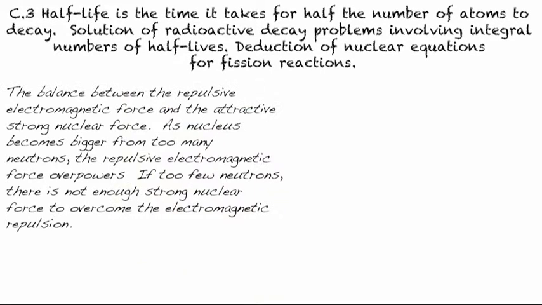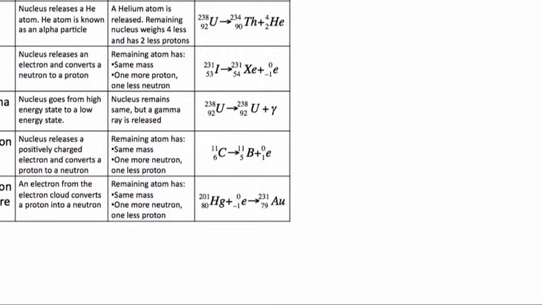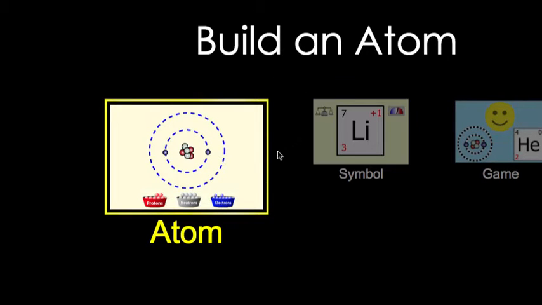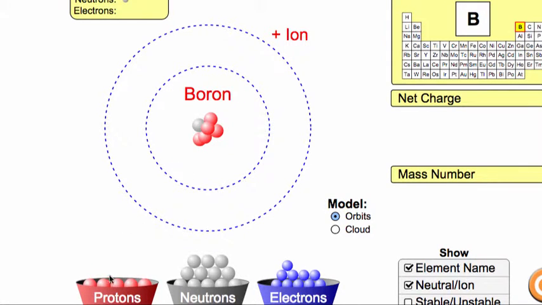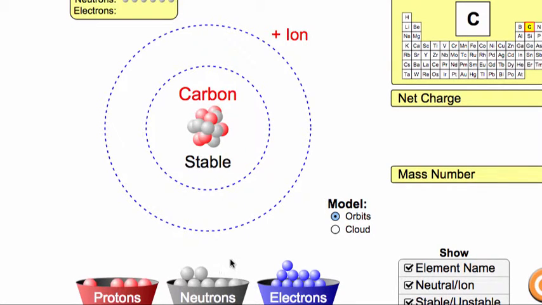So our next step is to understand why some things are radioactive and why some are not. To do that, we're going to go to this build an atom simulation. Let's go to carbon, because that one's fairly common with radioactive dating. First I'll make carbon 12, which means it has 6 protons and 6 neutrons. You can see right now everything is stable. But let's see what happens if I add another neutron and make it carbon 14.